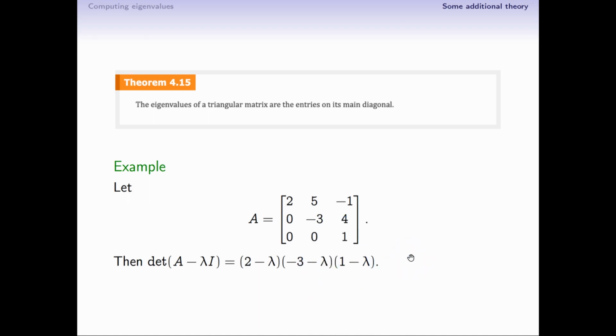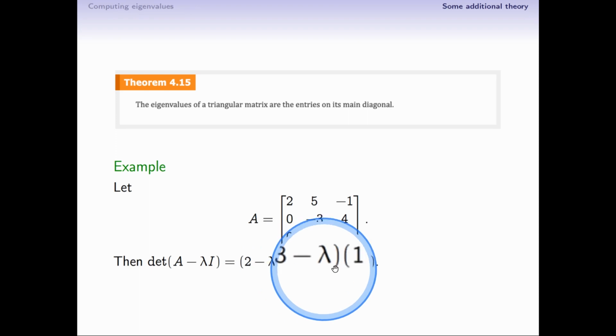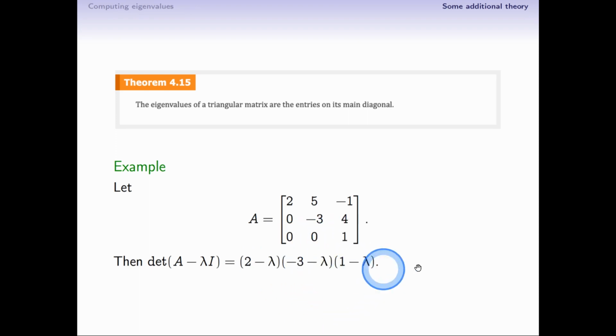Now what we're seeing here is that the determinant of A minus lambda I, in other words, the characteristic polynomial of A, is already coming to us in factored form, and we can read out its roots immediately, namely lambda equals 2, lambda equals -3, and lambda equals 1. In other words, the roots of the characteristic polynomial, the eigenvalues of A, are simply the elements on the main diagonal of A. And that's what theorem 4.15 is asserting, that what we're seeing here in this example is true of any triangular matrix.